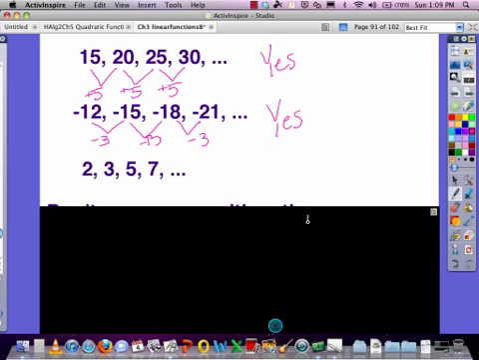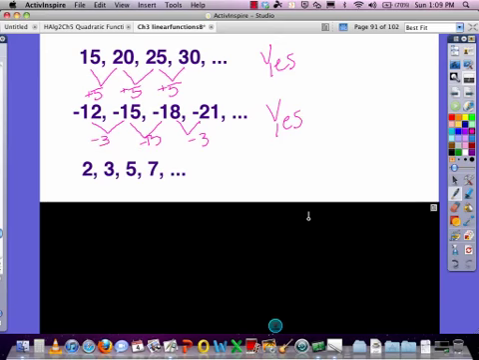Third and final one: our difference from 2 to 3 was 1. Our difference from 3 to 5 is 2. Our difference from 5 to 7 is 2. So now we have to say, is that a constant difference? Just because we got 2 twice, and it seems like the 2 would be next, all of them are not the same. This one being different causes it to be a no.